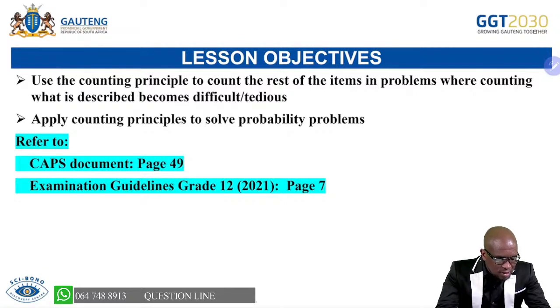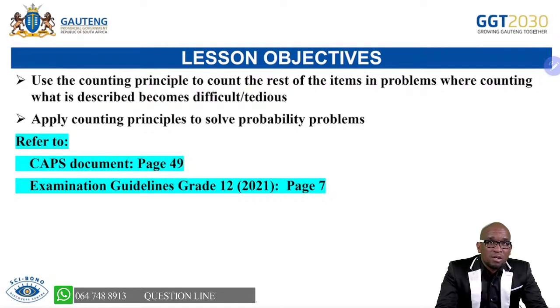We can obviously look at the CAPS document on page 49, as well as the exam guideline that was published in 2021. Check on page 7. It gives clarity to the scope within which you should be operating as far as the fundamental counting principle is concerned. Right.